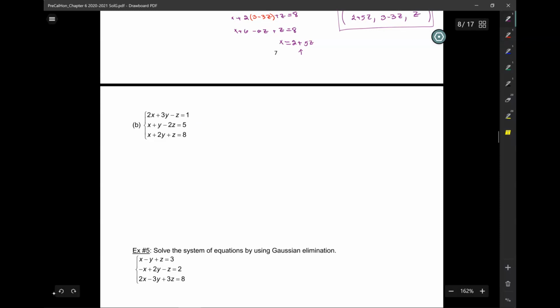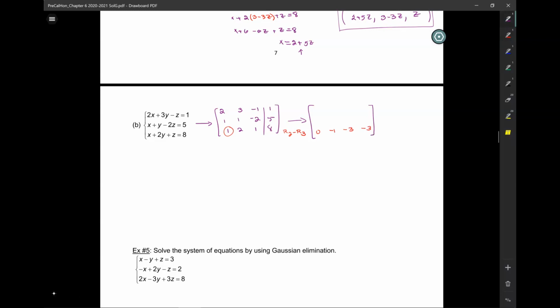This one, when I convert to an augmented matrix, I get 2, 3, minus 1, 1, 1, 1, negative 2, 5, 1, 2, 1, 8. Okay, so what I'm going to do first is get rid of this one. For that, I'm going to do row 2 minus row 3. So I get 0, minus 1, minus 3, negative 3.